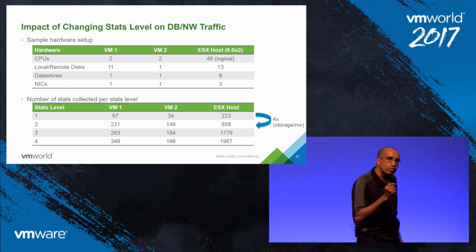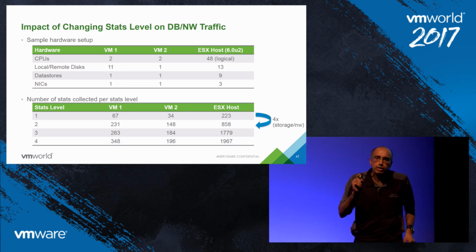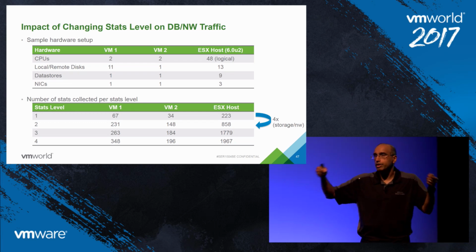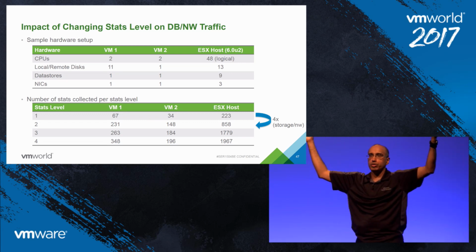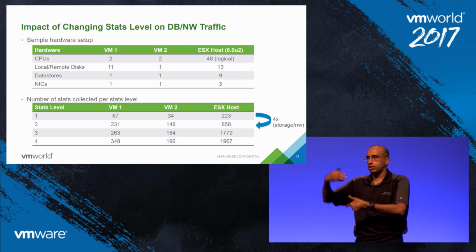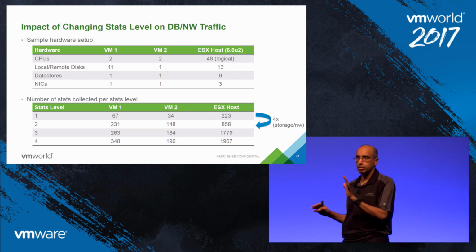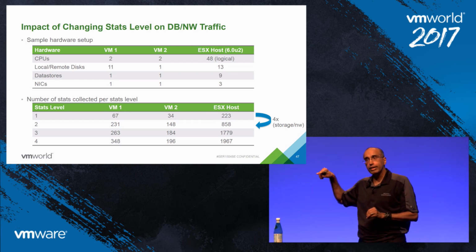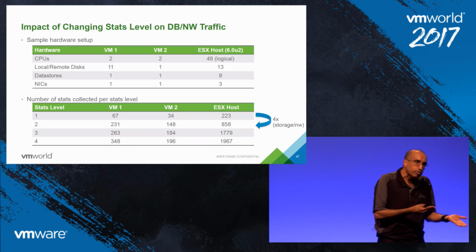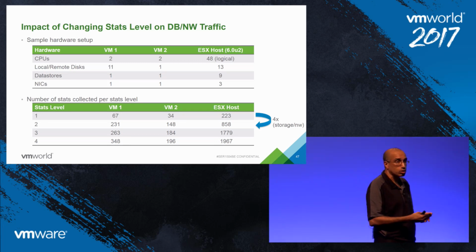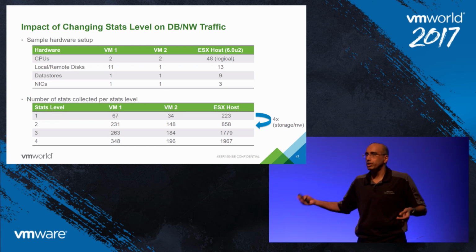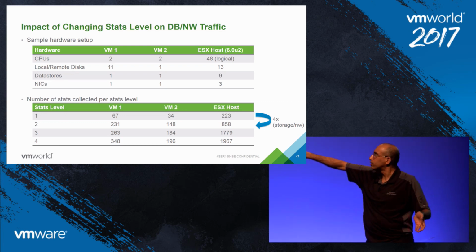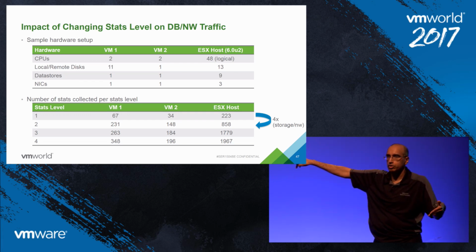When you jump from stats level 1 to stats level 2, that's where you typically see the largest jump in the number of stats going into your database. That's because at level 1, you might have aggregate stats, like the aggregated CPU for the overall system, or the aggregated disk latencies. But when you go to stats level 2, you start to get some of those stats, particularly network and datastore, on a per network, per NIC, or per datastore instance. So the more datastores you have, the more the stats are going to blow up when you get to stats level 2.